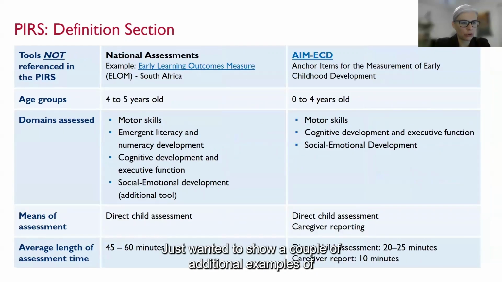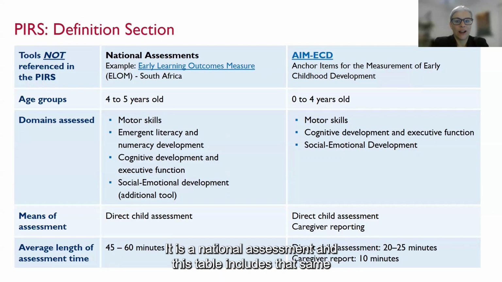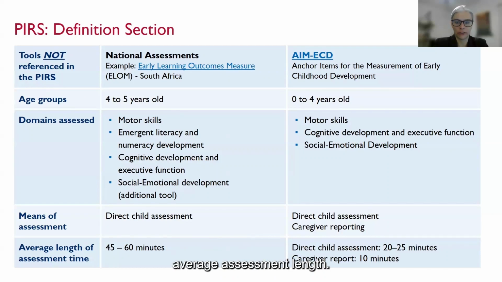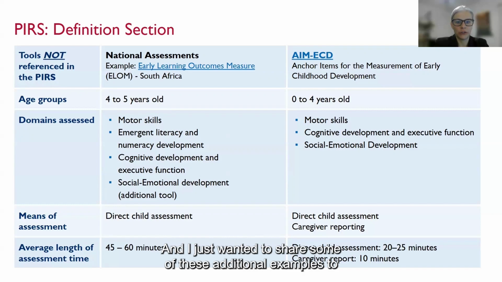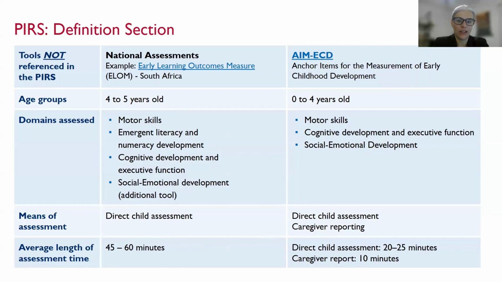Just wanted to show a couple of additional examples of measurement tools, given that they're out there, even if they're not named in the PEERS specifically. So one is the ELAM in South Africa. It is a national assessment. This table includes that same information about the domains, the means of assessment, the average assessment length. And I just wanted to share some of these additional examples to, again, highlight that there are many possible options for tools to measure this indicator beyond what's mentioned in the PEERS.